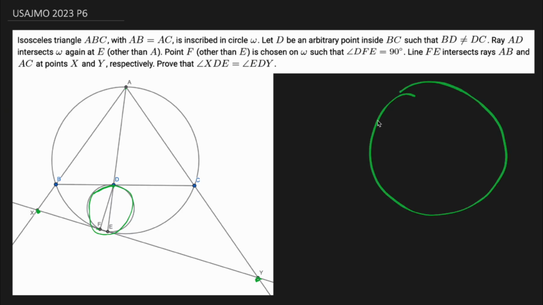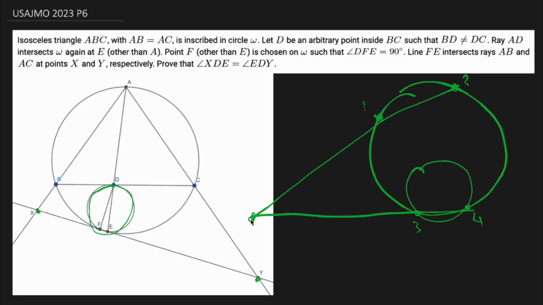If we have a circle, and then we have 2 points on the circle, let's call these points 1, 2. We draw another circle and let the 2 intersection points be 3 and 4. So let's let these 2 lines meet somewhere, let's say here, which we're going to call X. Notice the similarity here. We have that 1 is just B, 2 is A, 3 and 4 are F and E, and X is X.